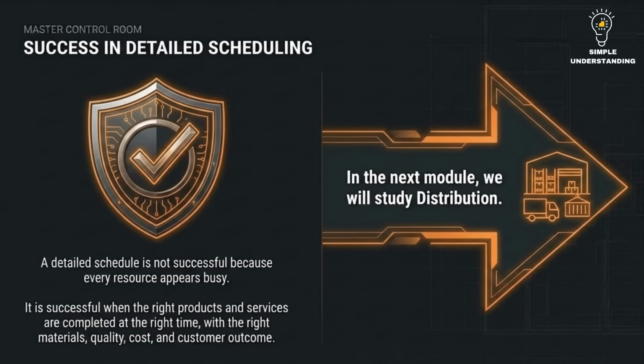A detailed schedule is not successful because every resource appears busy. It is successful when the right products and services are completed at the right time with the right materials, quality, cost, and customer outcome. In the next module, we will study distribution.